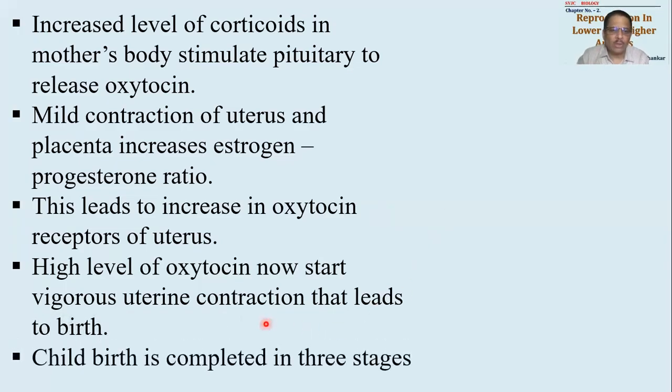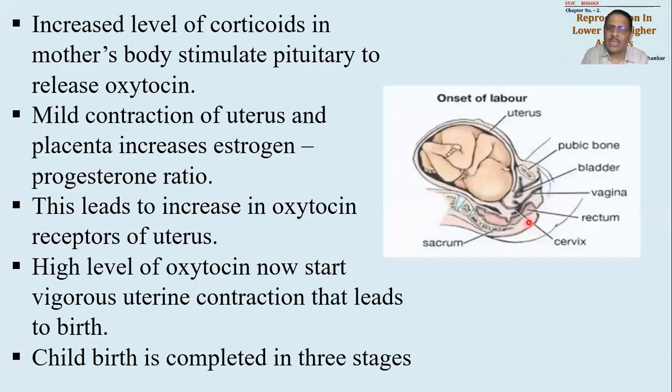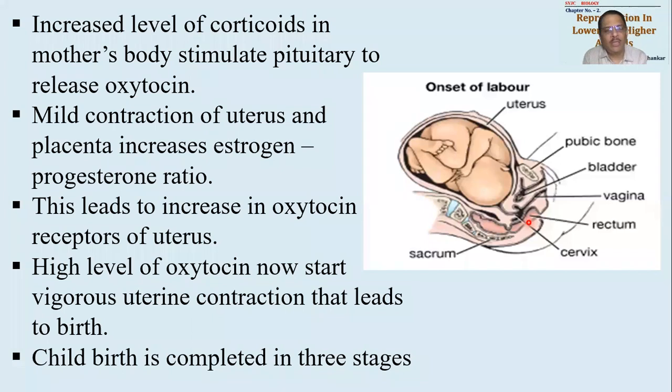Now, childbirth is completed in 3 stages. Birth is completed in 3 stages. The first phase will be the dilation phase, then the expulsion phase, and then the placental phase. So that is how we can say.